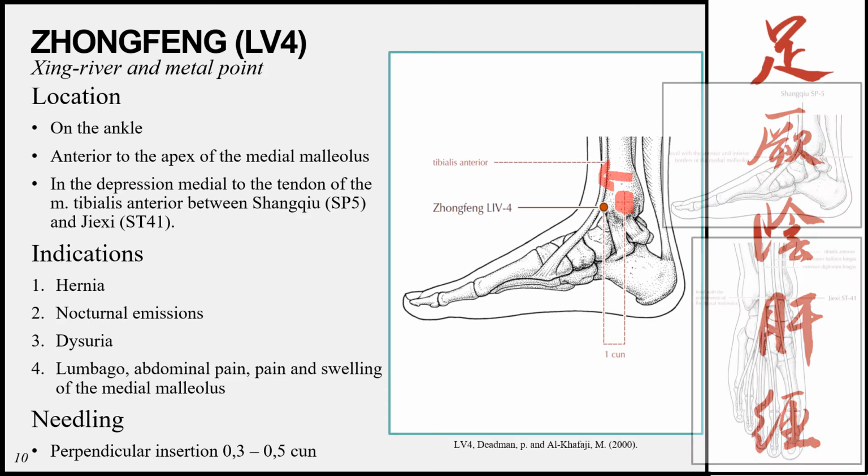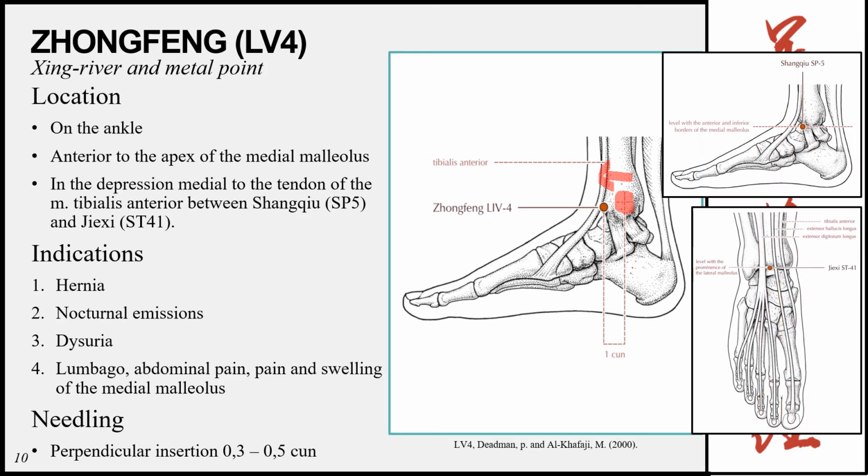So let's bring in two pictures. Here's spleen 5 at the top, and here's stomach 41. We've got to be in the depression between these two points. This point can be used for hernia, nocturnal emissions, dysuria, lumbago, abdominal pain, and pain and swelling of the medial malleolus. The insertion is perpendicular, 0.3 to 0.5 cun.